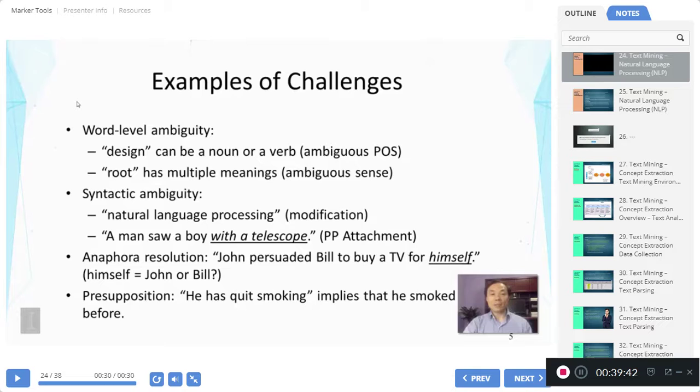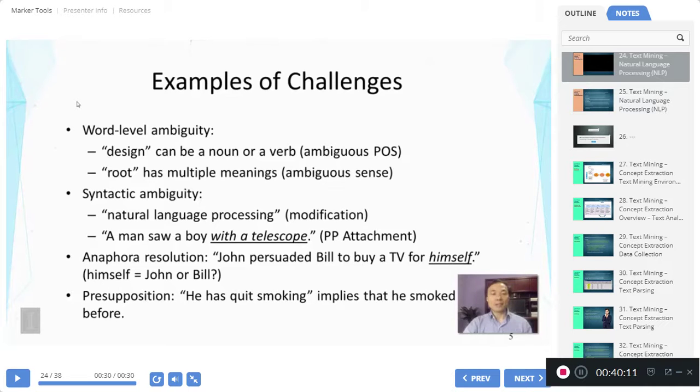Another classic example is a man saw a boy with a telescope. This ambiguity lies in the question, who had the telescope? This is called a prepositional phrase attachment ambiguity, meaning where to attach this prepositional phrase with the telescope. Should it modify the boy, or should it be modifying saw, the verb?